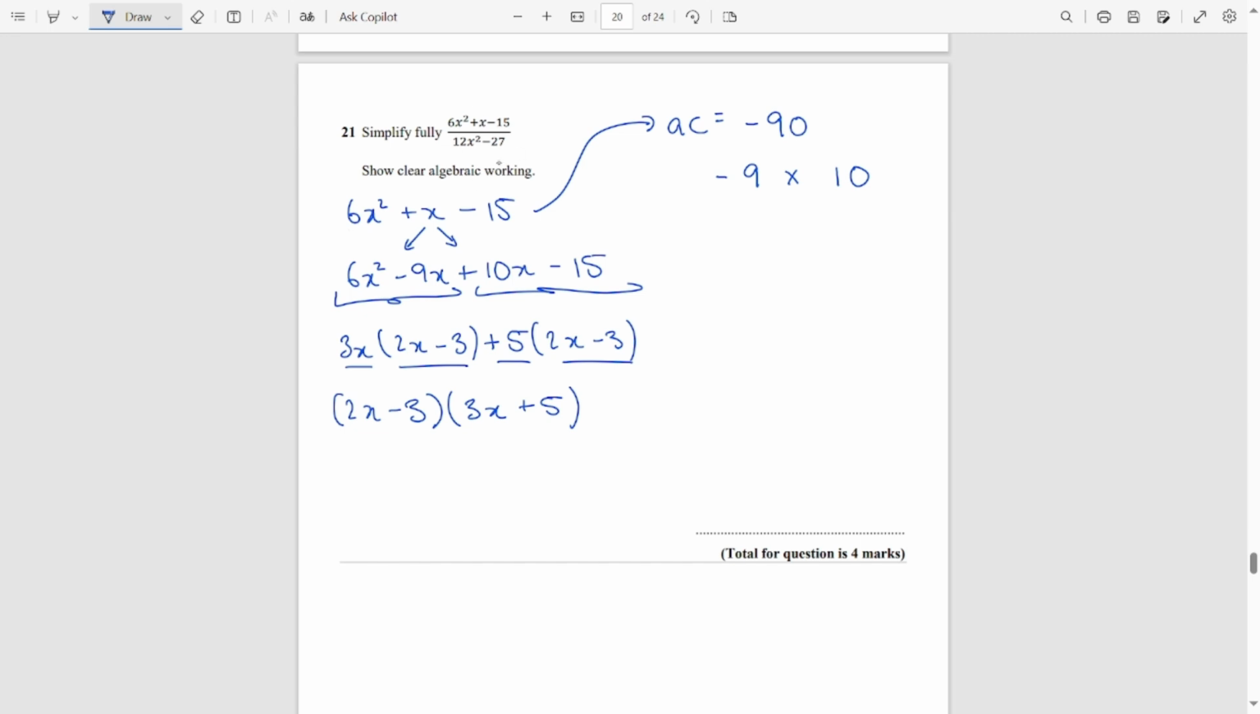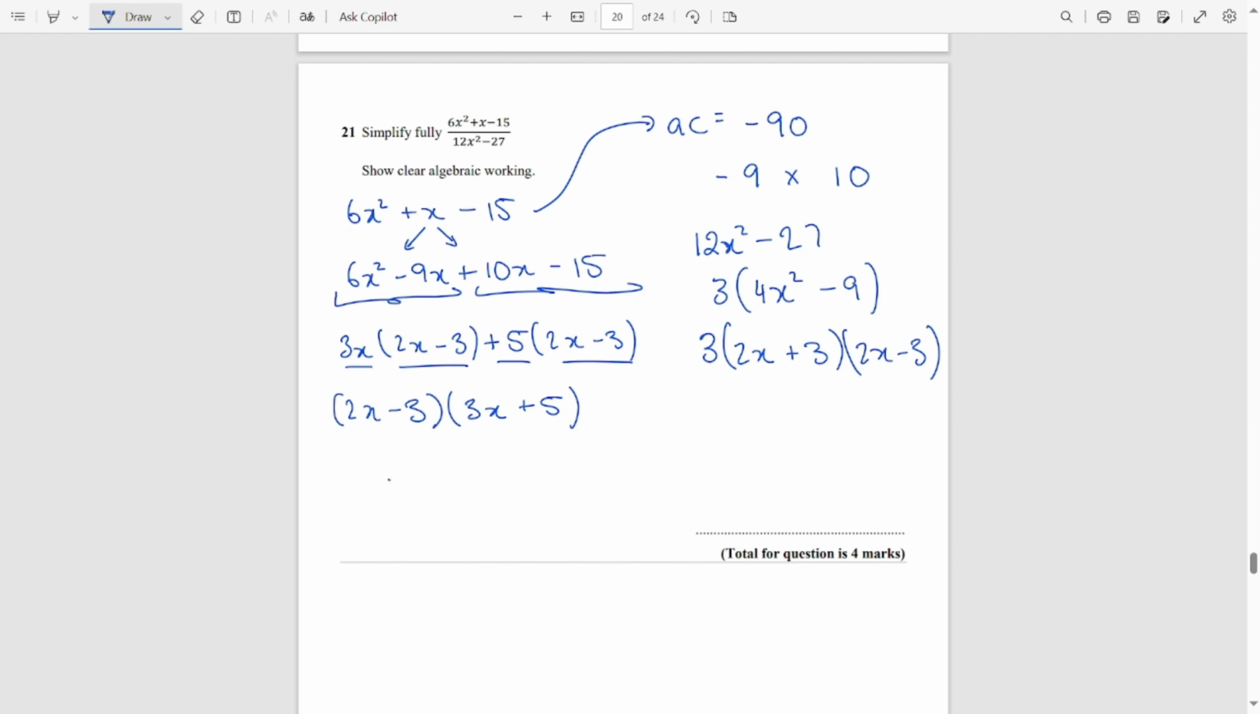And I also want to factorise what is on the bottom. So we have 12x squared minus 27. Well, 12 and 27 are both divisible by 3, so let's bring a 3 outside. And so this is going to be 4x squared minus 9. And this is another difference of two squares problem. So we have 3, the square root of 4 is 2, so this is 2x plus 3, and 2x minus 3. So I factorised the top and I factorised the bottom.